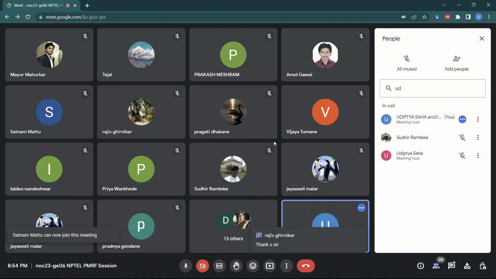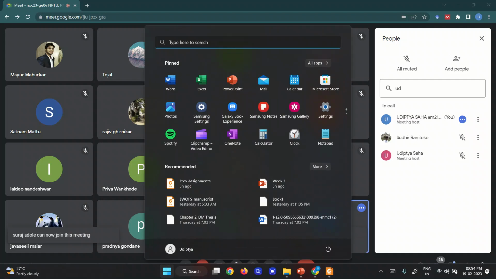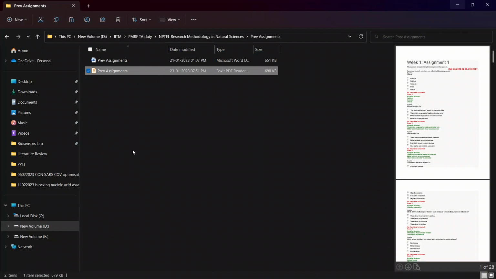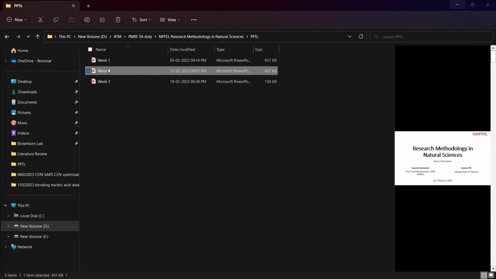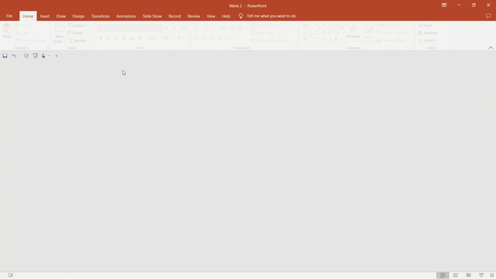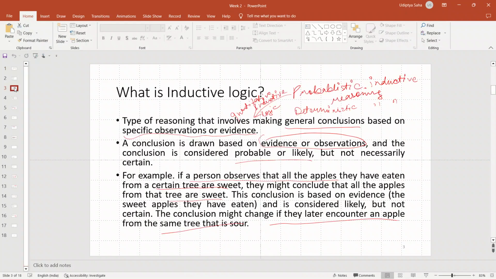Okay, so maybe I can pull up the last thing that we had made. I think week 2. Yeah, inductive logic was in November. Okay.